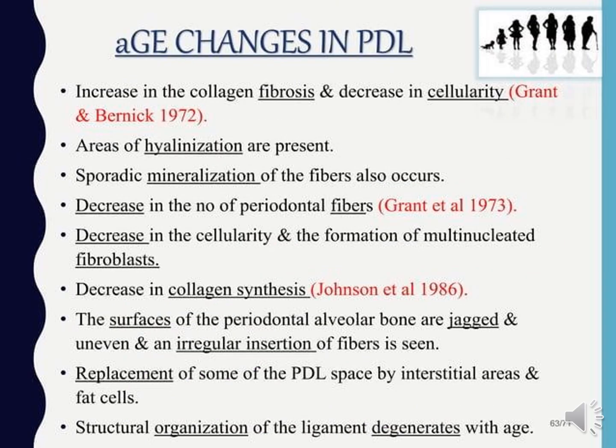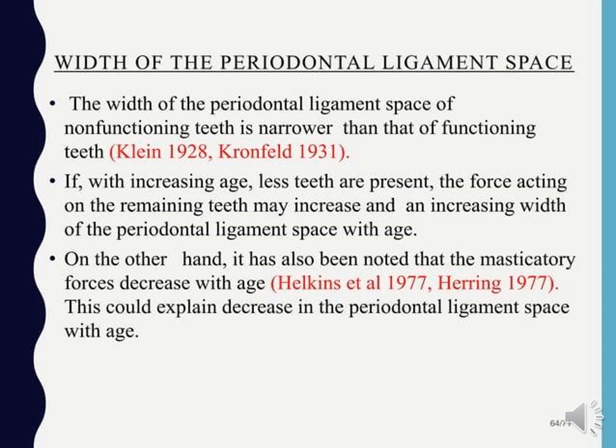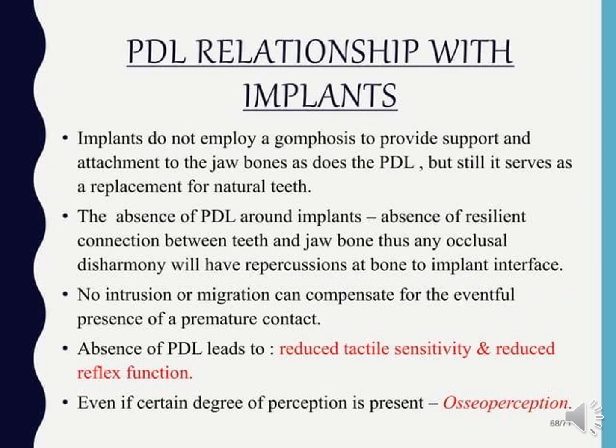Changes in the PDL with age include an increase in collagen fibrosis and a decrease in cellularity. Areas of hyalinization are present. Sporadic mineralization of fibers also occurs. The width of the periodontal ligament space in non-functioning teeth is narrower than in functioning teeth. PDL relationship with implants: implants do not employ osteogenesis to provide support and attachment to the jaw bones as does the PDL, but still they serve as a replacement for natural teeth.